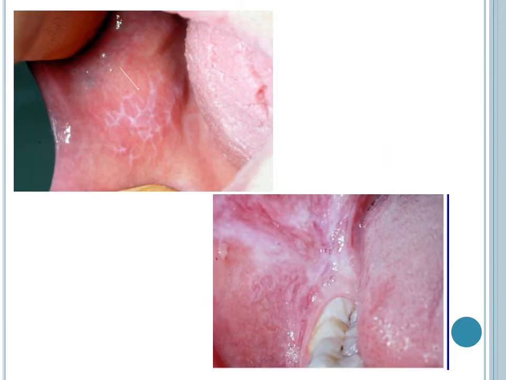Today I'm going to talk briefly about Lichen Planus: its definition, etiology, signs and symptoms, types, diagnosis, differential diagnosis, and its treatment. Lichen Planus is a common chronic inflammatory disease that affects the oral mucosa with or without skin involvement and other mucous membranes. It's more common in middle-aged females.